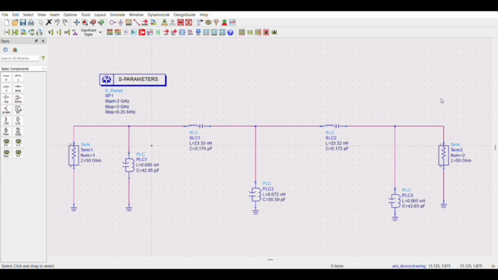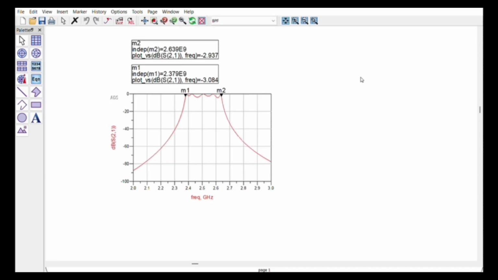For the band pass filter, this is the final circuit. We have G1, G2, G3, G4 and G5. For G1, we have a parallel inductor capacitor, and this is the series inductor capacitor. For the band pass filter output, we get 3 dB at 2.6 gigahertz and 2.37 gigahertz. That's all.